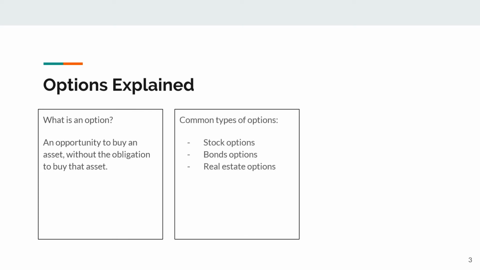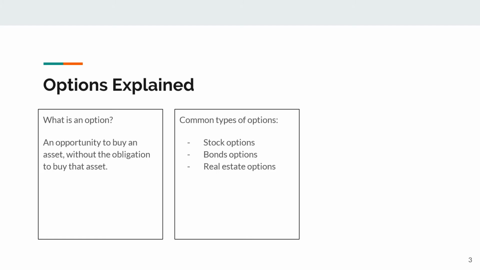There are three common types of options. There's stock options, which folks are likely most familiar with. There's bond options, which are more prevalent in the financial sector, specifically with traders and investors. And then there's real estate options, which generally relate to land.